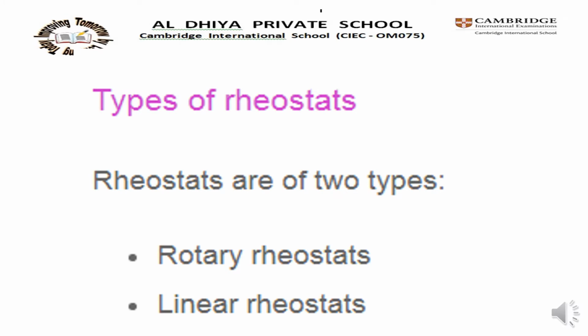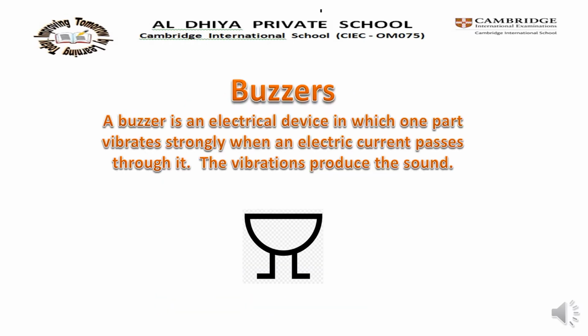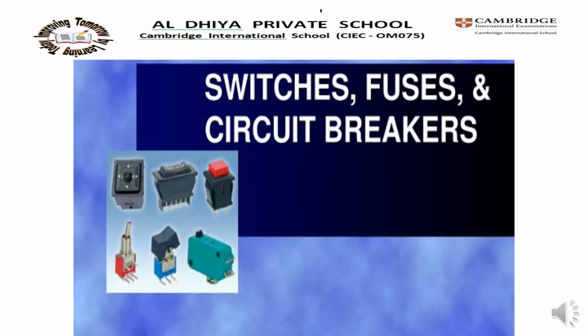There are two types of rheostats: the rotary rheostats and linear rheostats. Buzzers. A buzzer is an electrical device in which one part vibrates strongly when an electric current passes through it. The vibrations produce the sound. Example, calling bell. Next is switches, fuses and circuit breakers.